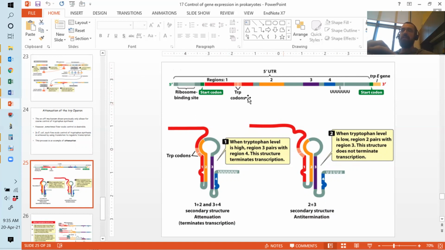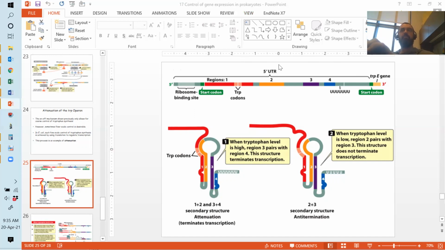And essentially the leader sequence has 4 regions. And those 4 regions can adopt 2 different conformations, depending on which ones are available to bind. That's the key, right? In fact, that's really the root of all of this. So essentially, 1 and 2 and 3 and 4 can form a loop, which you see here. So we have a hairpin loop with 1 and 2, hairpin loop with 3 and 4.